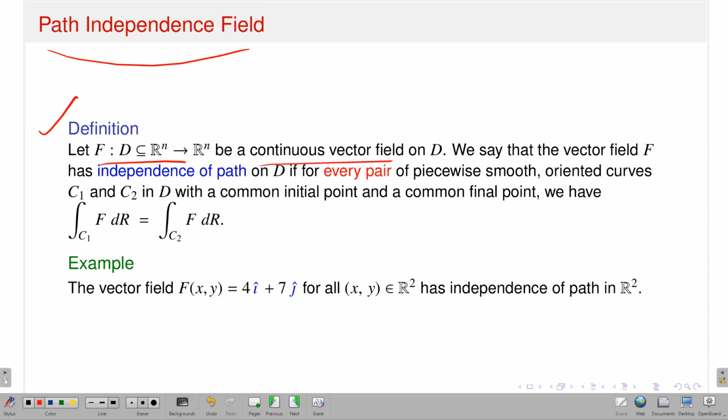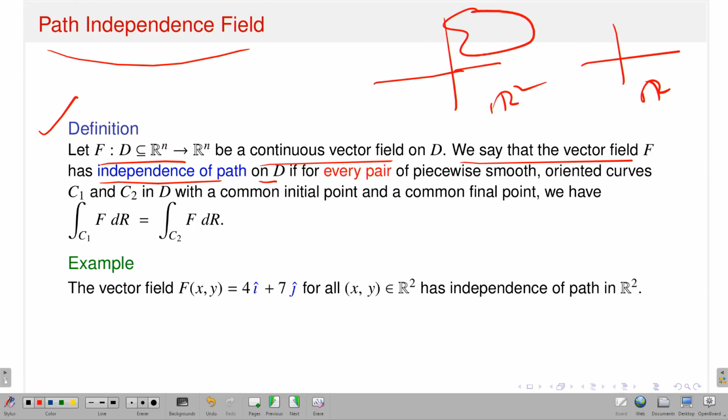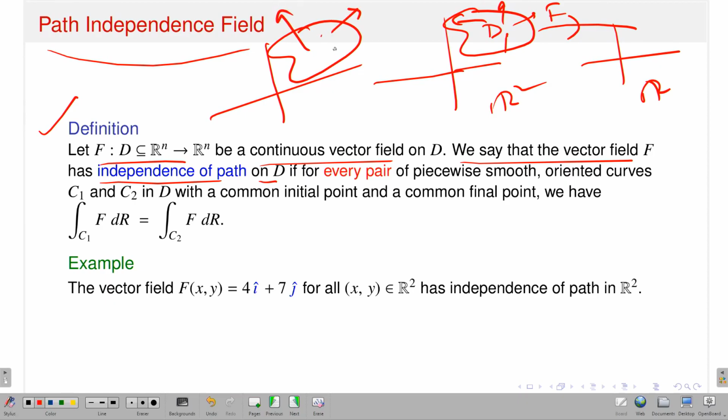Suppose let capital F be a C1 vector field. We say that the vector field capital F has independence of path on my domain D. Suppose you have a vector field, and I am starting with R2 to R2. Suppose this is my domain D and this is the corresponding vector field. At each point in D you have a kind of vector, some arrows. So in terms of arrows you have that one.